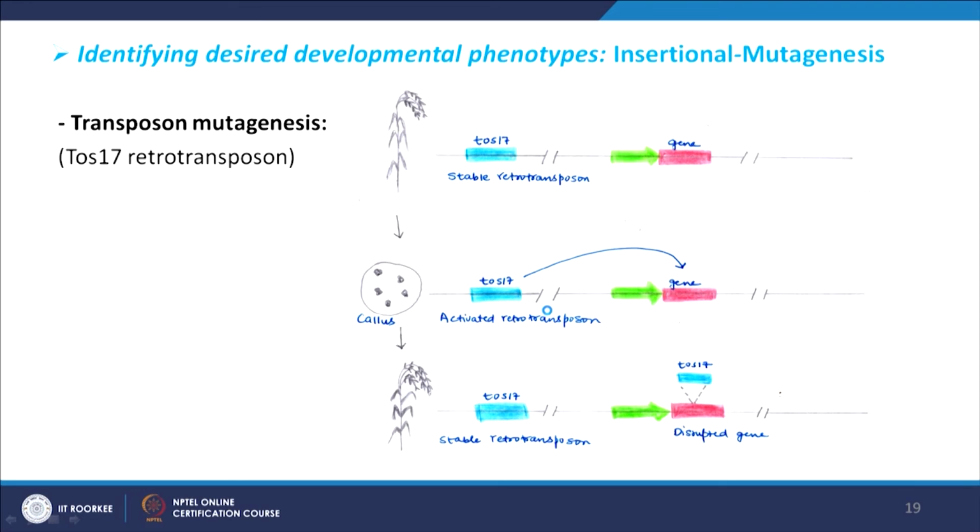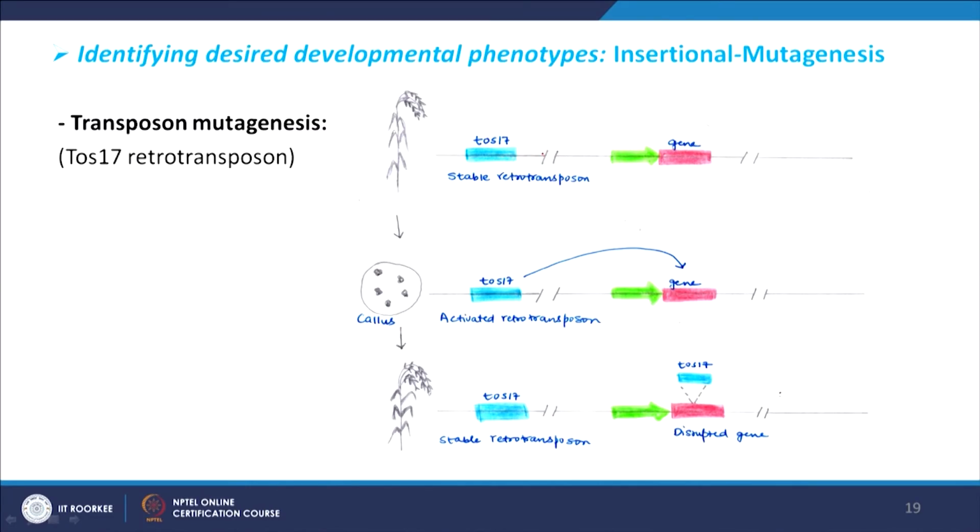Okay, another very important transposon which is being used for generating mutation is Tos17. Tos17 is a retrotransposon, and it is very important because this transposon normally is stable in the adult plant or at the later stage of development. So, once the element is present, it is not very actively undergoing the process of transposition.